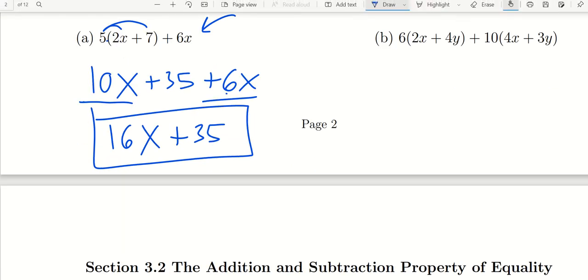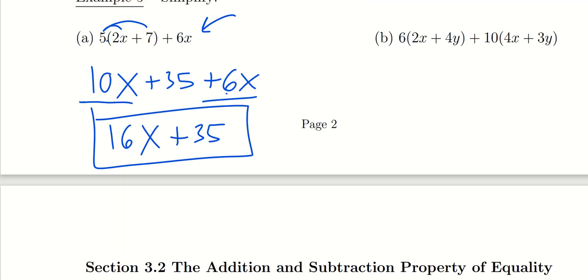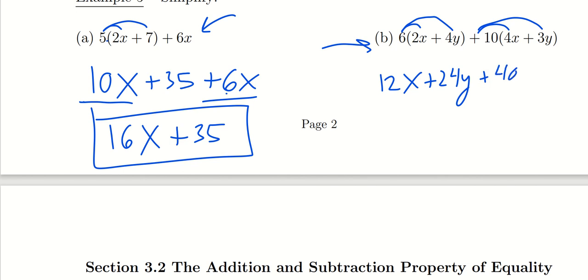Let's take a look at the next example. Here we want to simplify this expression. Notice we have 2 different parentheses here, so we're going to have to use the distributive property twice. I'm going to first start by distributing 6 into the first parenthesis. 6 times 2x is 12x. 6 times 4y is going to be 24y. To the second parenthesis, we're distributing in a positive 10. 10 times 4x is 40x. 10 times positive 3y would be positive 30y.